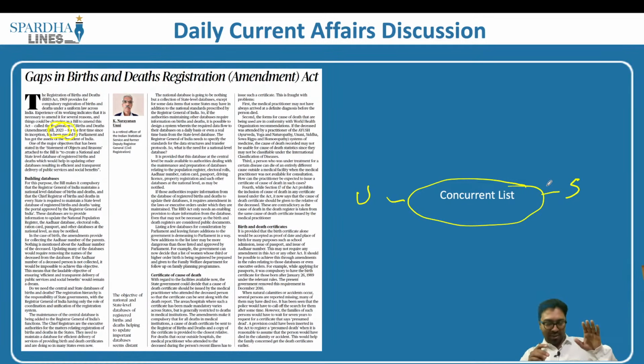Now, you have the concurrent list. One of the things about the concurrent list is, let's say the central government is making the law, and the state government is also making the law.